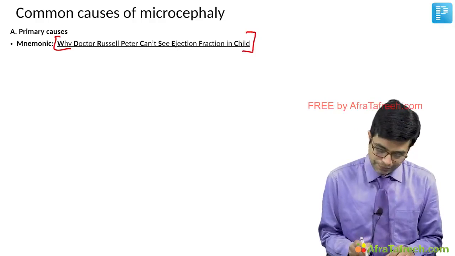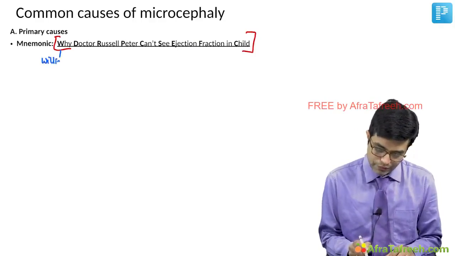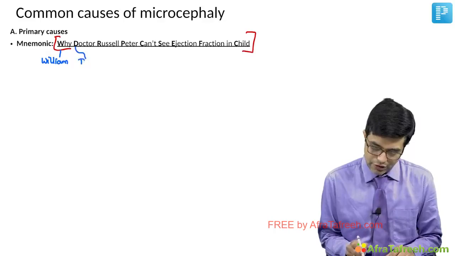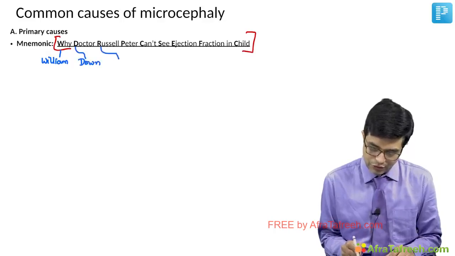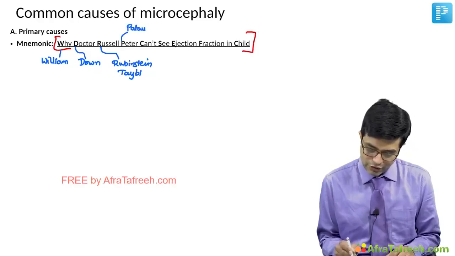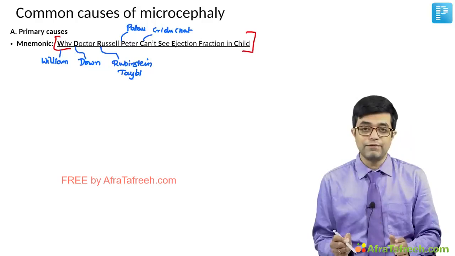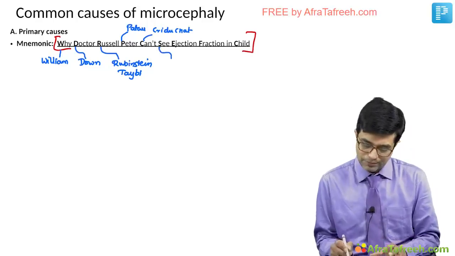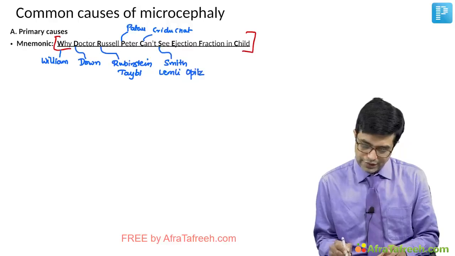W stands for Williams syndrome. D stands for Down syndrome. R stands for Rubinstein-Taybi syndrome. P stands for Patau syndrome. C stands for Cri-du-chat syndrome, which is also known as chromosome 5 deletion syndrome. Then S stands for Smith-Lemli-Opitz syndrome. E stands for Edwards syndrome.